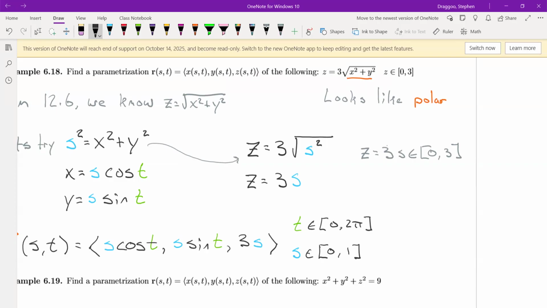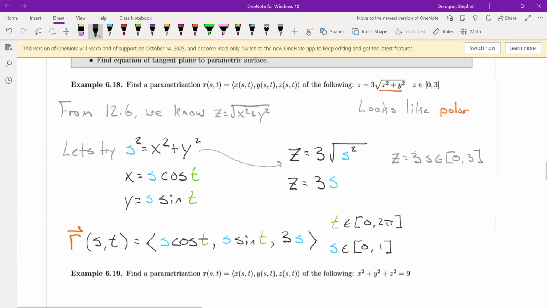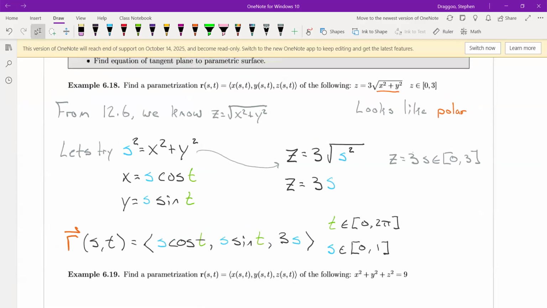So if I just divide that interval by 3, 0 over 3 is 0, 3 over 3 is 1. So that's my full parameterization. It includes both the parametric equations and the bounds for my parameters.